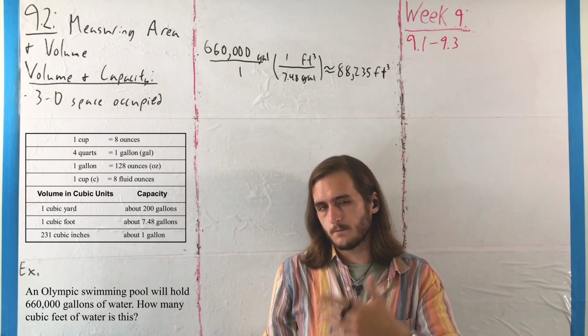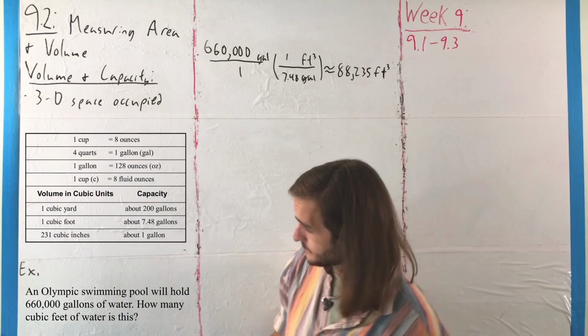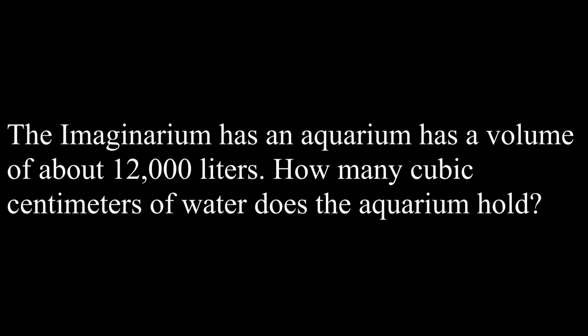So let's get one more example here just to be sure. For this, the Fort Myers Imaginarium has an aquarium with a volume of about 12,000 liters. How many cubic centimeters of water does this aquarium hold?